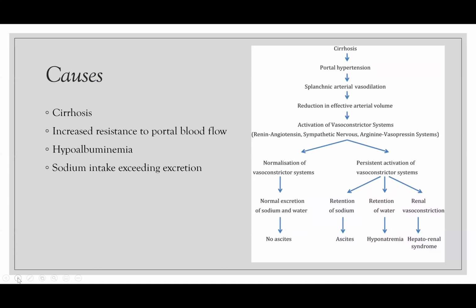The diagram on the right-hand side shows the impact that cirrhosis has on the body and the different effects that lead finally to the cause of ascites. Cirrhosis will lead to portal hypertension and then arterial vasodilation, which will reduce the effectiveness of arterial volume. This will then activate our vasoconstrictor systems, most importantly, the renin-angiotensin system, which further will lead to the production of aldosterone. I will touch more on that in a little bit. This will then lead to persistent activation, leading to retention of sodium and therefore leading to ascites in our patients.